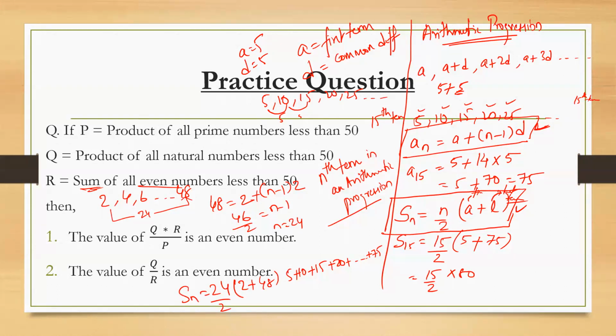Okay. All right. So if you have understood this, try solving this question now. You know what is P, you know what is Q, you know what is R. Now two statements have been given. The value of Q into R by P is an even number. The value of Q by R is an even number. So try solving this one.